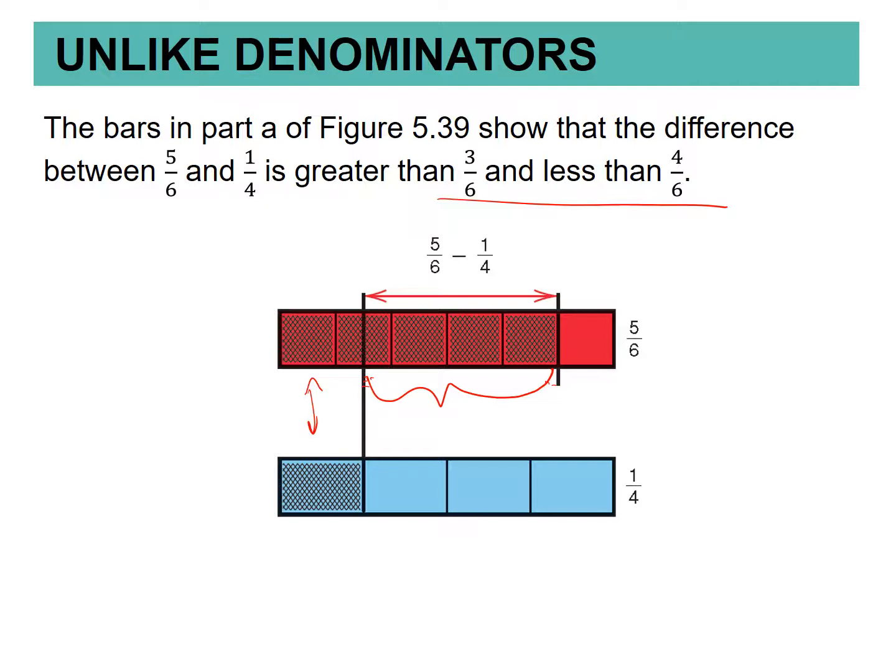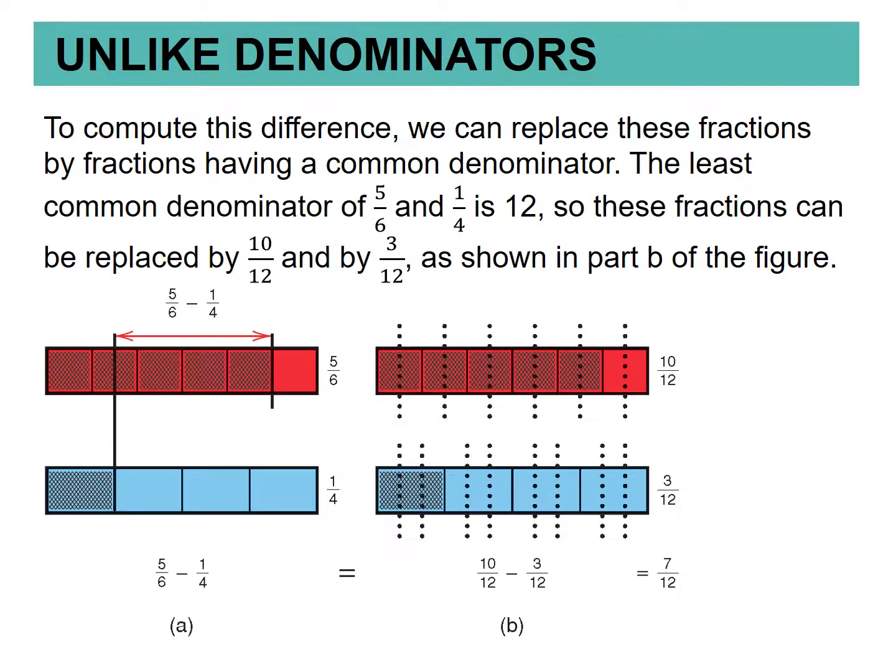So what I want to do is divide them up into the... Okay, so I know that the least common denominator, the least common multiple of 6 and 4, is 12. So I'm going to take these 6 and divide each piece in 2 so that I have 12 pieces. And that's what you see over here. The same amount is shaded, but these pieces in 12s are 10 of the 12s are shaded.